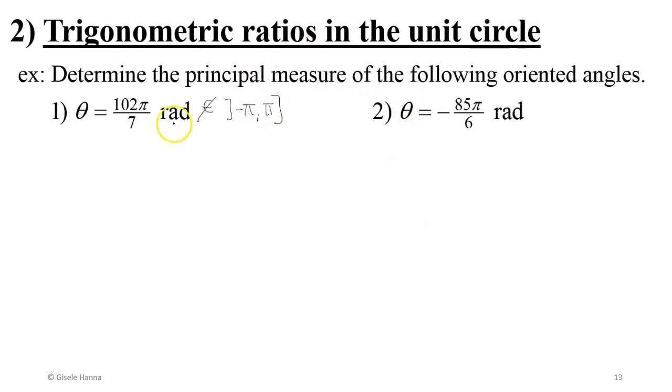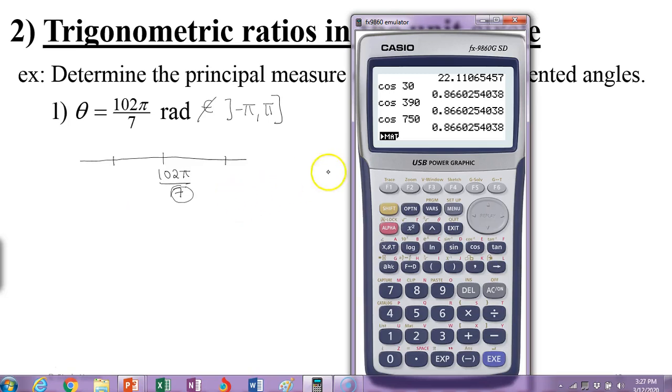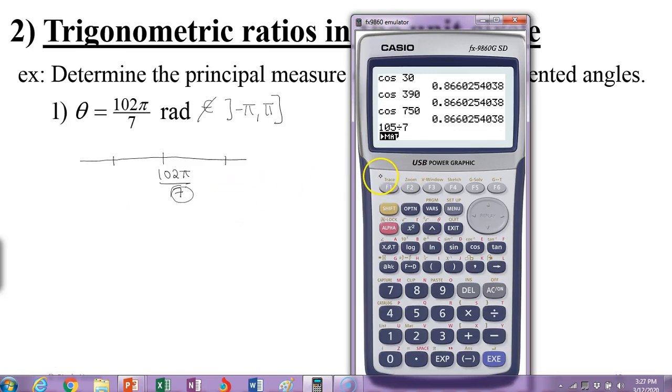Okay, so let's go back here. So we agreed that theta does not fall in the interval -pi because the fraction multiplying pi is greater than 1. So I'd need to determine how many full turns there are in 102 pi over 7. So in fact, what you need to do here, this is 102 pi over 7. So I need to determine the multiples of 7, the denominator, exactly around 102. So I think there are 105. I think 105 is divisible by 7.